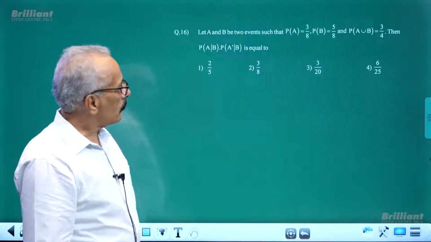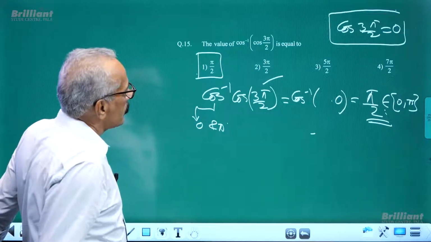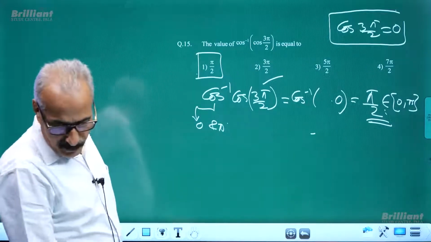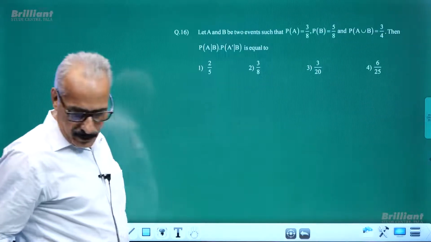Now, question number 6. What was the answer there then? Answer was 1. 15, answer 1. Okay. 16, it is 4 given.